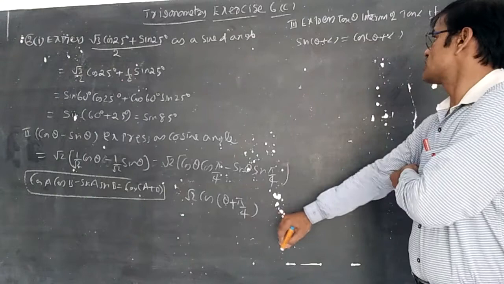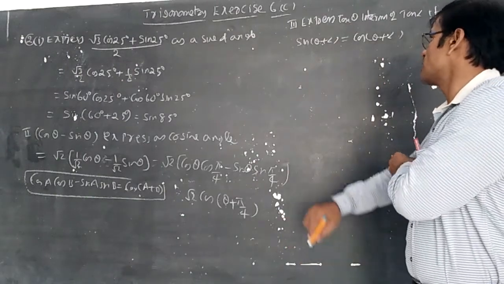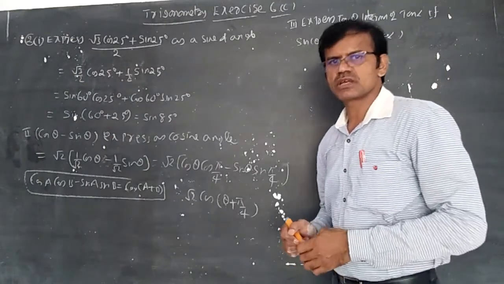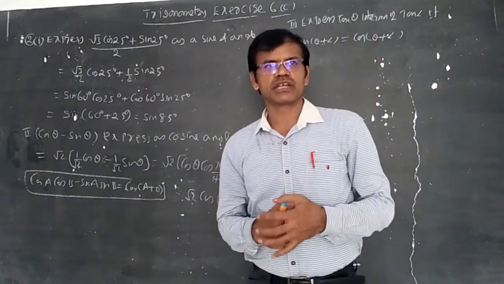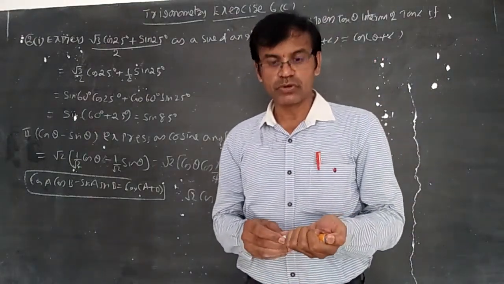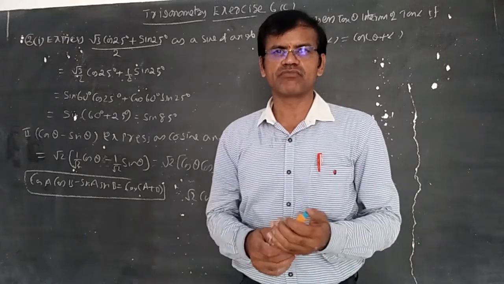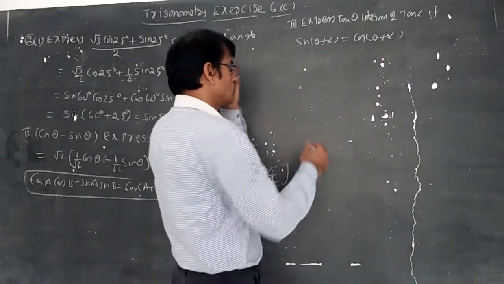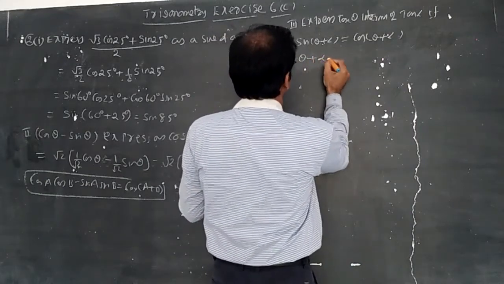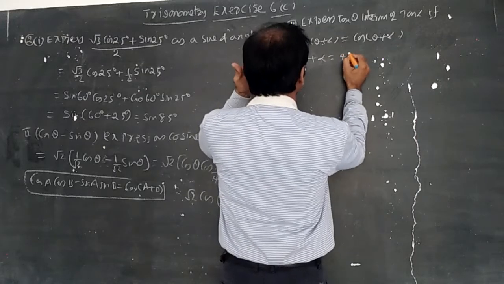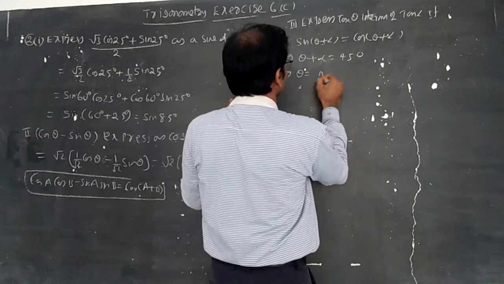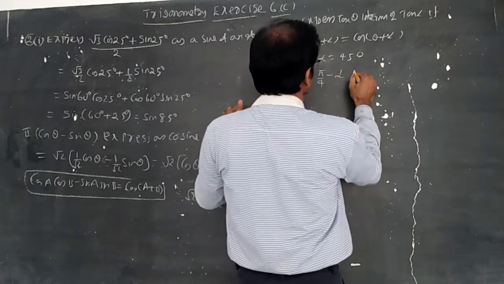Here you can understand one thing: sin and cos, both trigonometric ratios, are equal at which angle? You can understand that sin 45 is equal to 1 by root 2 and cos 45 is equal to 1 by root 2. You need to remember the values of sin 45 and cos 45. So now you can understand, it depends upon that. Here theta plus alpha is equal to 45. That implies theta is equal to 45, meaning pi by 4, minus alpha.